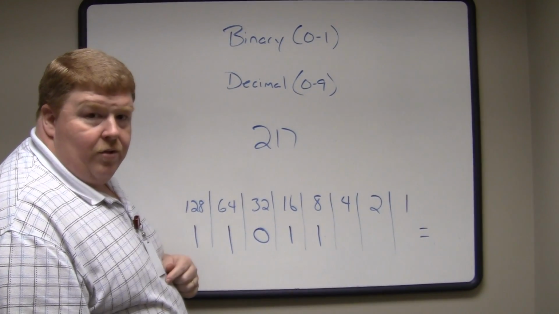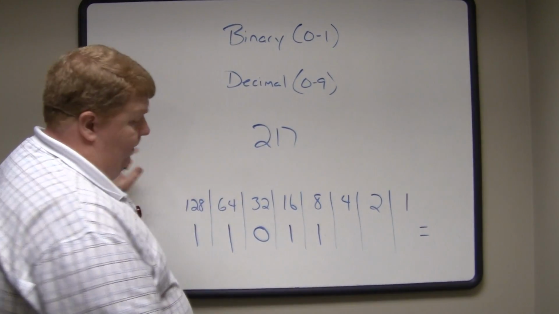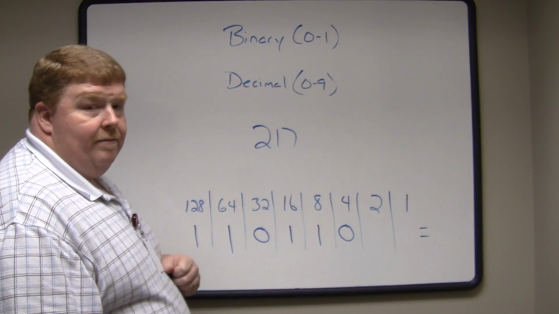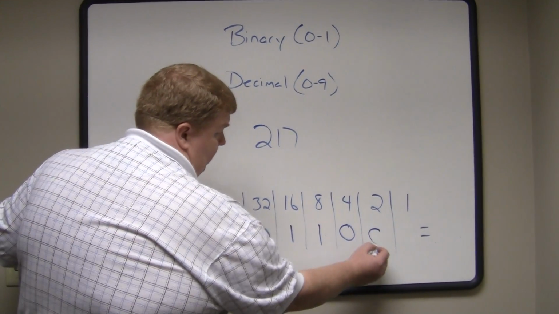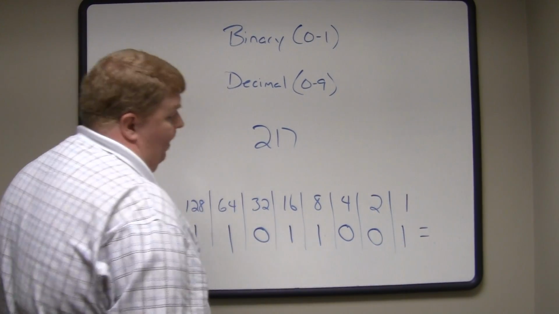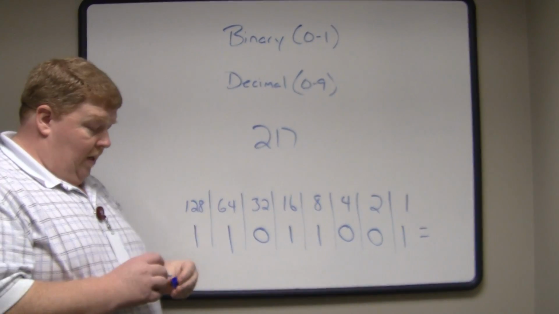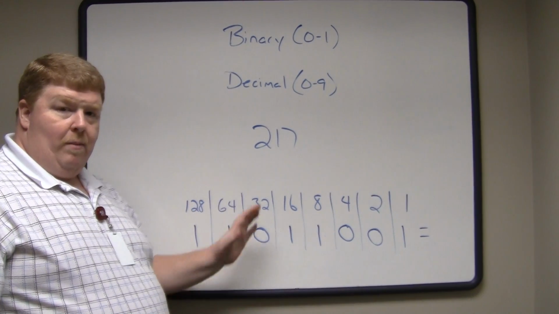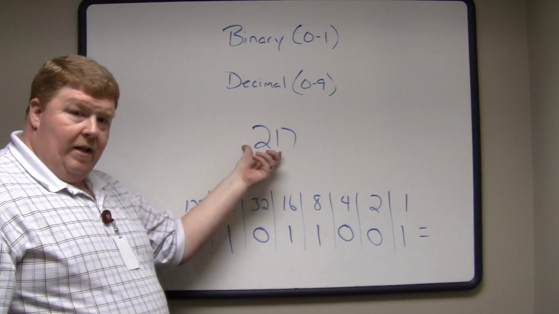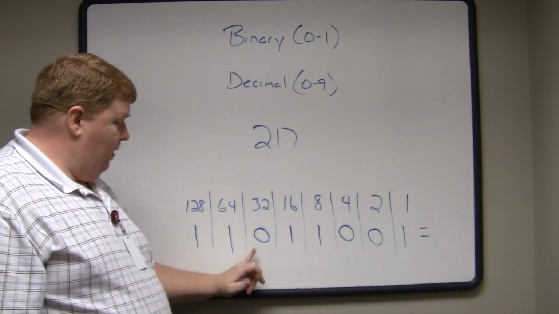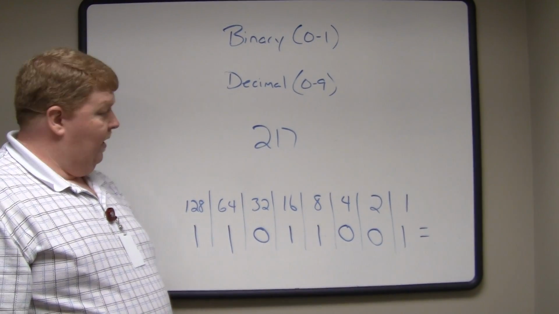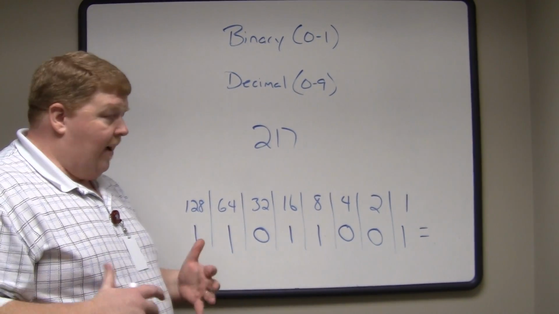216 plus 4 is 220. Obviously that's too big. 0 there. 216 plus 2 is 218. Obviously too big there. So another 0. 216 plus 1 is 217. And there's your binary equivalent. So again, it's just a matter of what plus what plus what will equal this number here. So 217 in decimal is equal to 11011001 in binary.